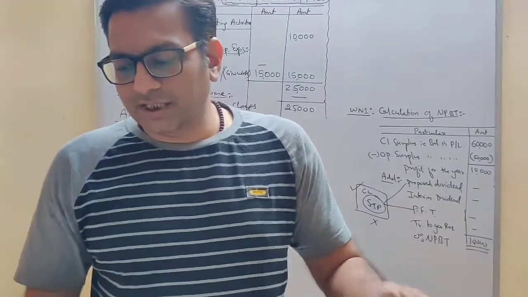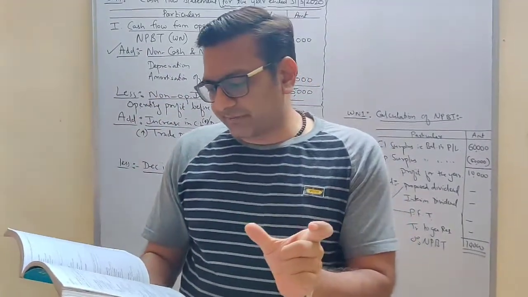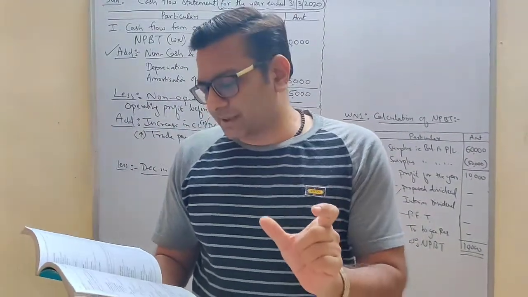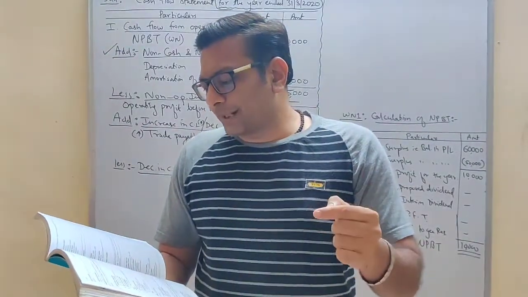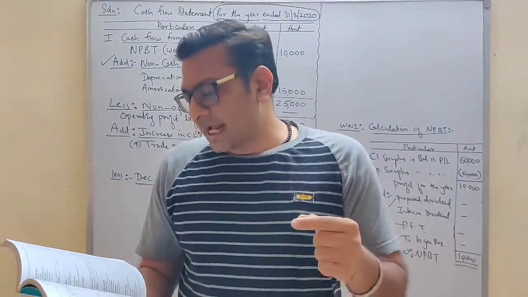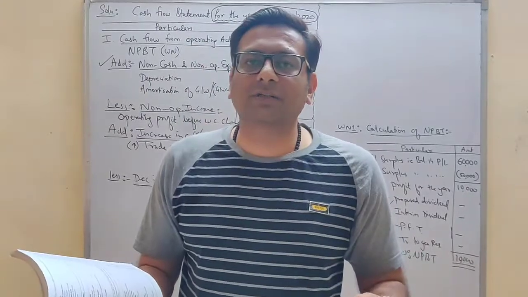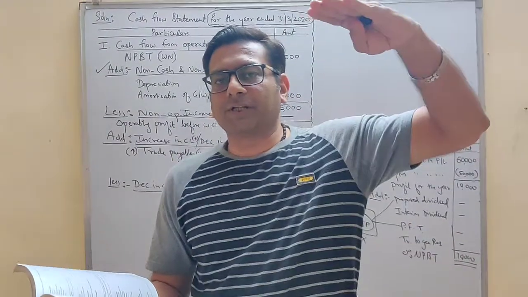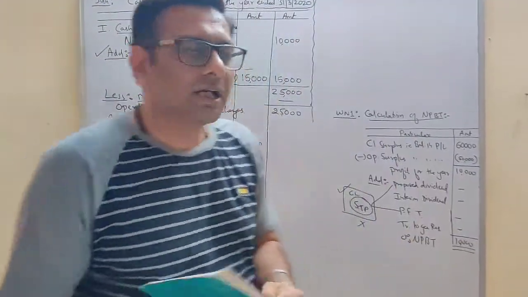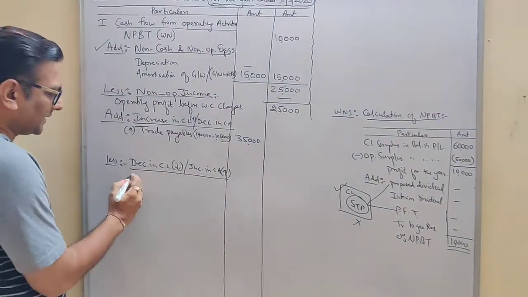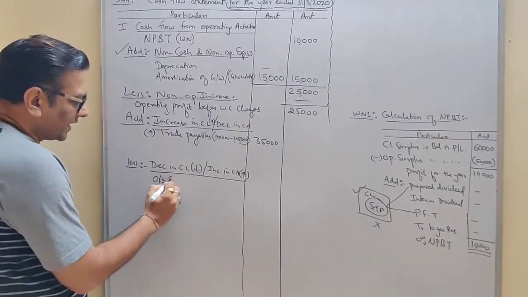They have given you other current liability. In bracket, the question has written outstanding expenses. Outstanding expenses opening balance was 20,000 and closing balance is 8,000. So what is happening? From 20,000 it got decreased to 8,000. This is a decrease in current liability. So you will write it here.